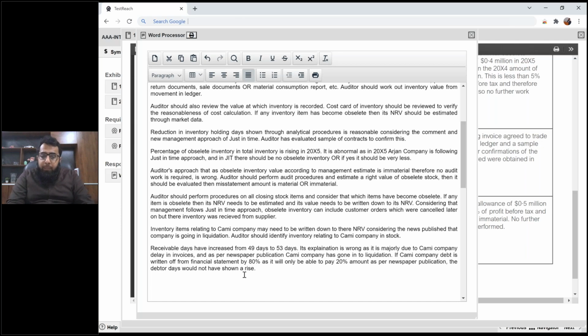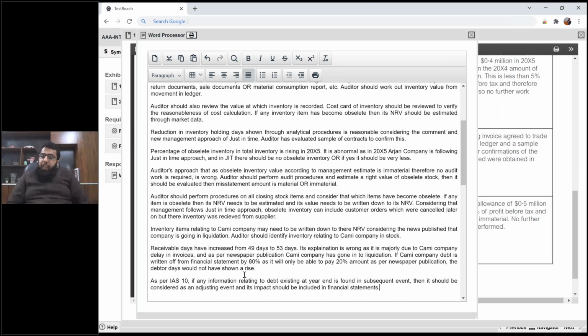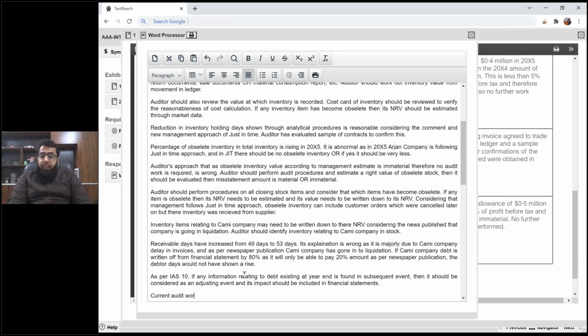As per IAS 10, if any information relating to a debt existing at year end is found in a subsequent event, then it should be considered as an adjusting event and its impact should be included in financial statements. Okay. Now, current audit work is insufficient in relation to debtors. It is only verifying the balances of debtors and fails to verify the possibility of debt recovery.